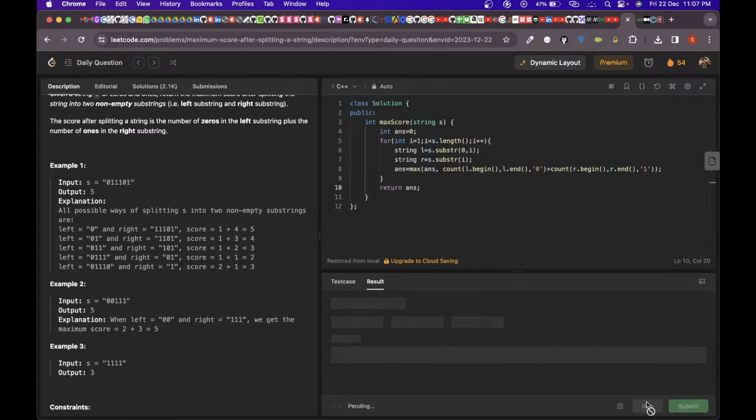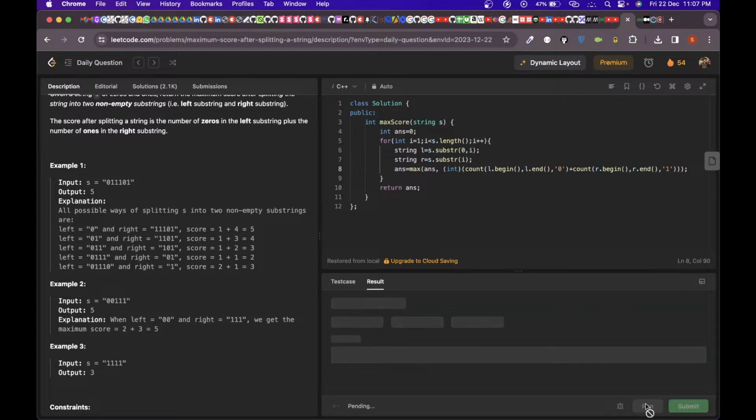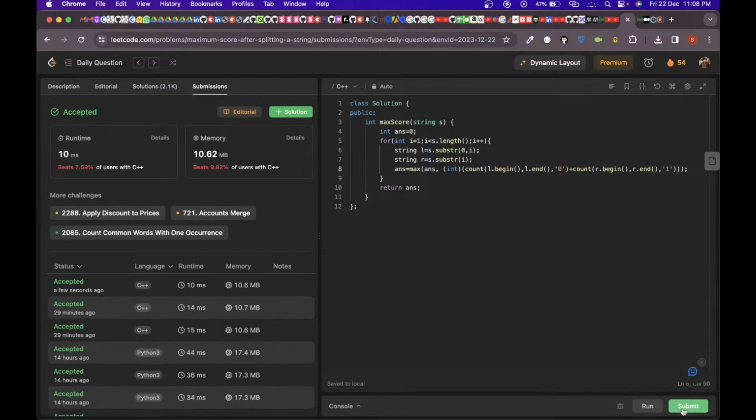So let's check our code. Okay, it's giving us an error, so let's simply convert it explicitly to int. Okay, so now let's try submitting it. As you can see guys, it got submitted.